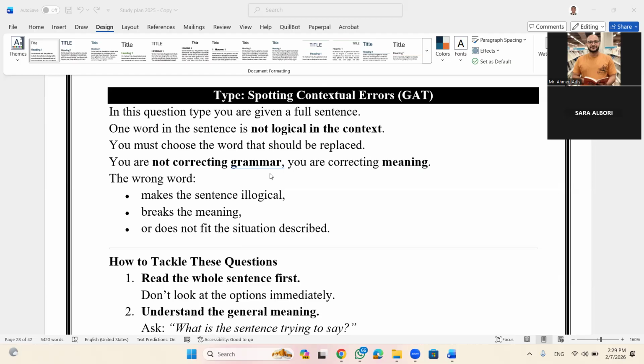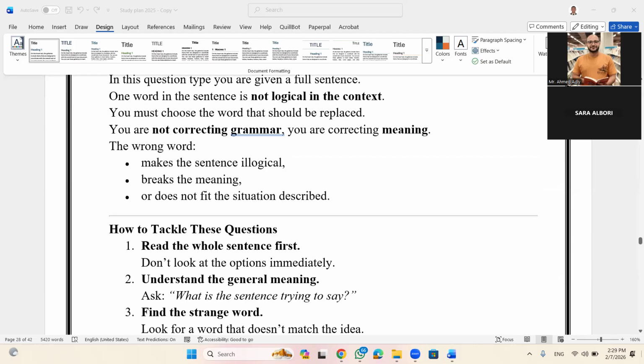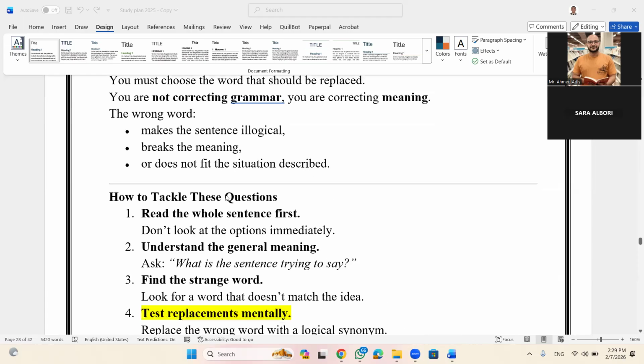By the way, we have no grammar correction. We have nothing to do with grammar. It's all about the logic and the meaning. So how do you know the wrong word? The wrong word makes the sentence illogical. For example, when I say that Sarah went to a cafe and she had some medicine, does it make sense here? When Sarah goes to a cafe, does she take medicine? No. She can have a drink, she can have coffee, tea, whatever. But this word here does not fit the context.